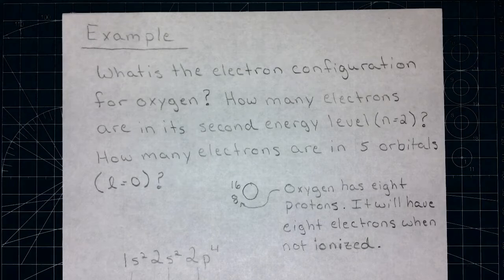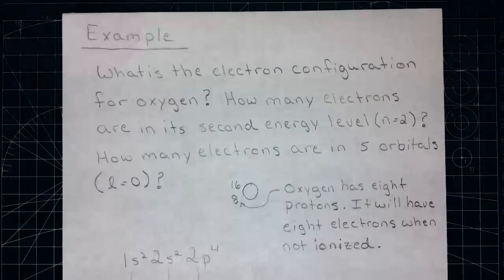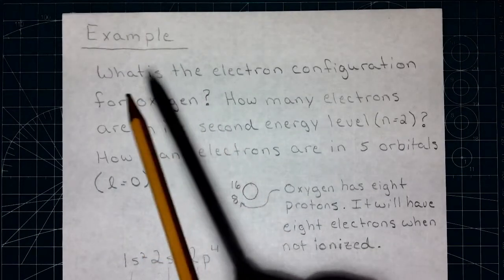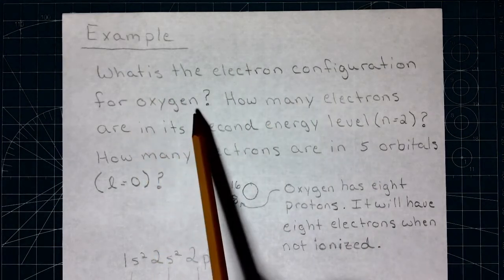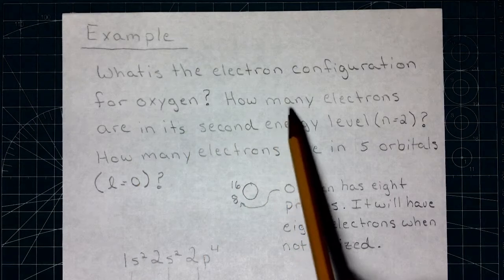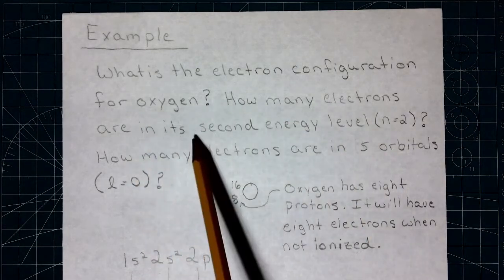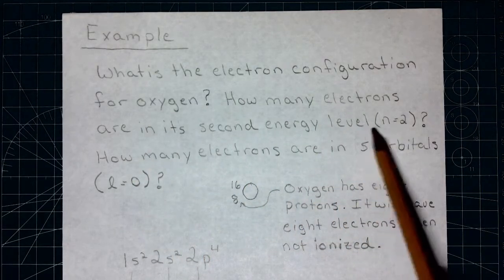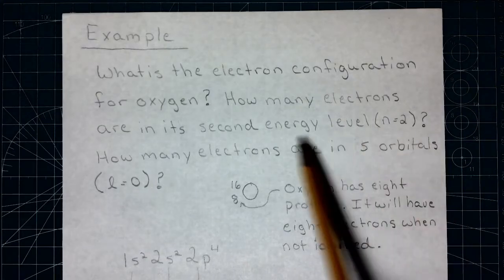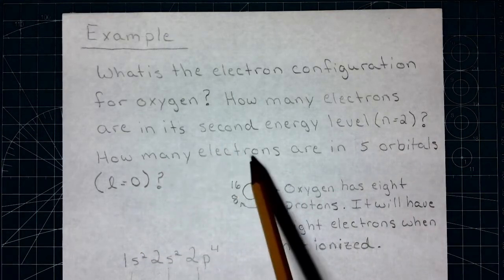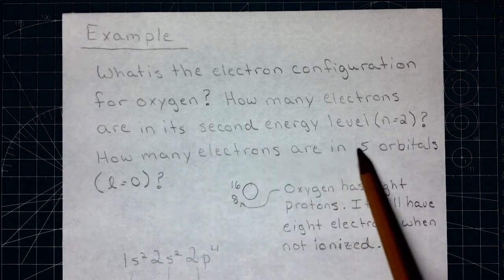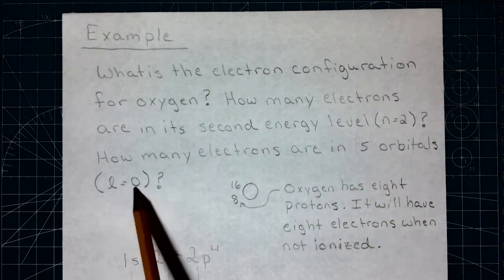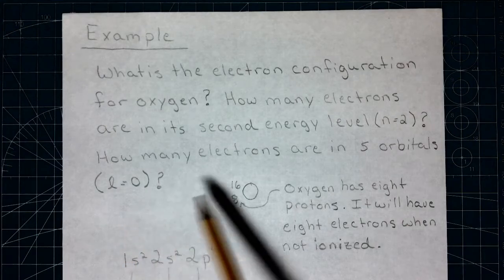So now we're ready to take a look at an example problem. What is the electron configuration for oxygen? How many electrons are in its second energy level, meaning n equals 2? How many electrons are in the s orbitals, where l is equal to 0?